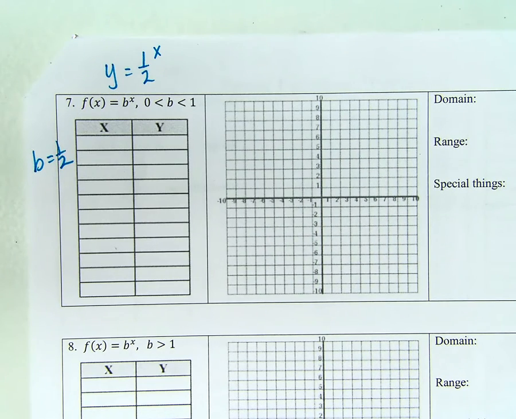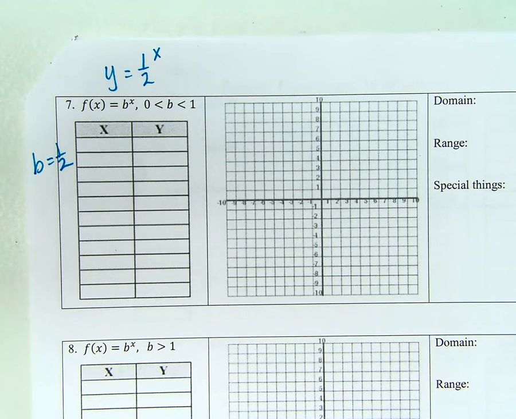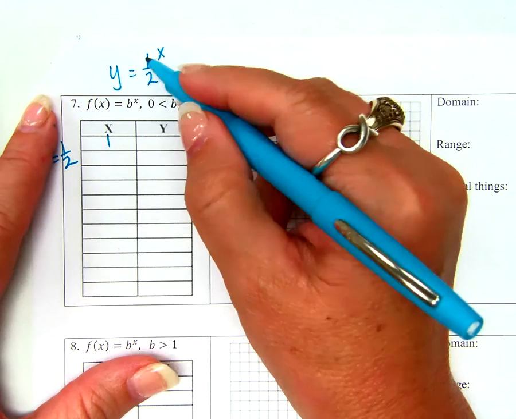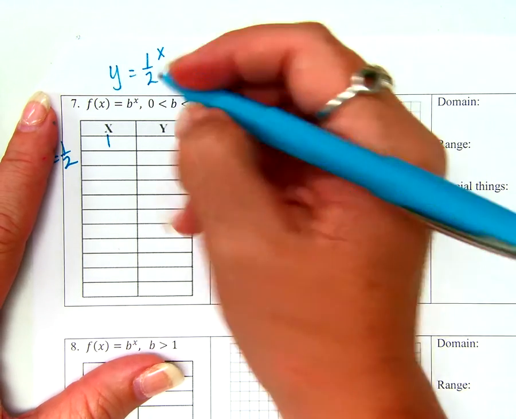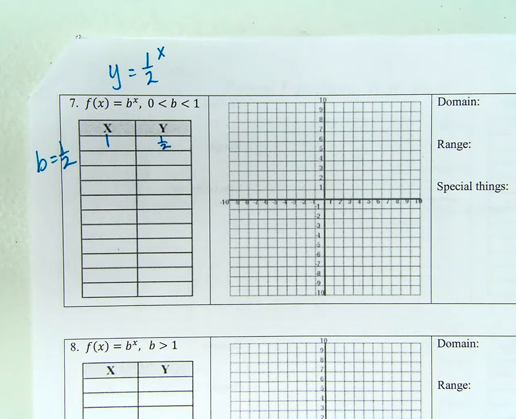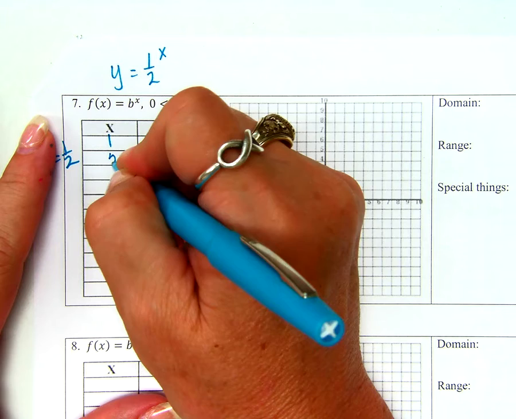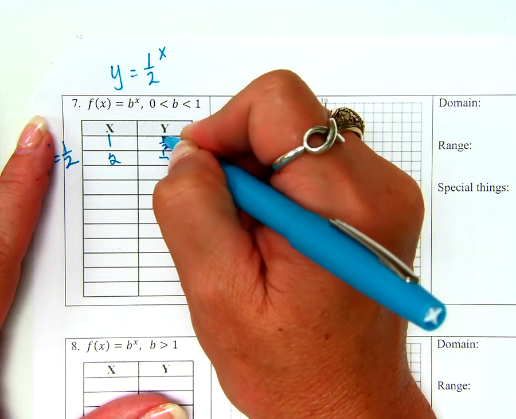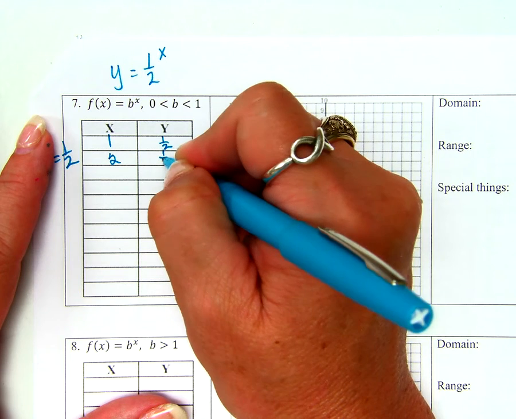Okay? What kind of values do you think we should choose for x? What do you feel comfortable choosing for x? 1. What is 1/2 to the first power? 1/2, because anything to the first power is just itself, right? Do you feel comfortable squaring a fraction? When you square a fraction, you square the top and the bottom, the numerator and the denominator. So if I choose 2 as my x, it would be 1 over 4, absolutely.